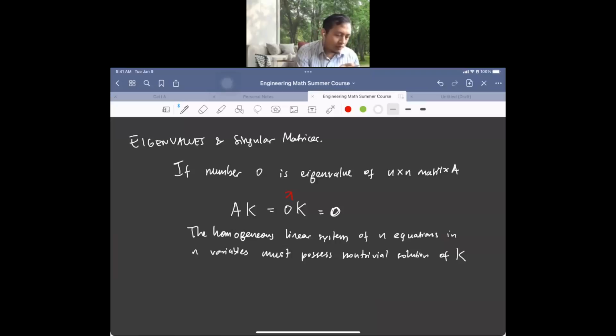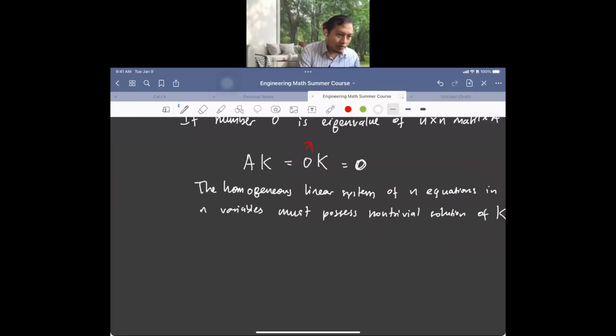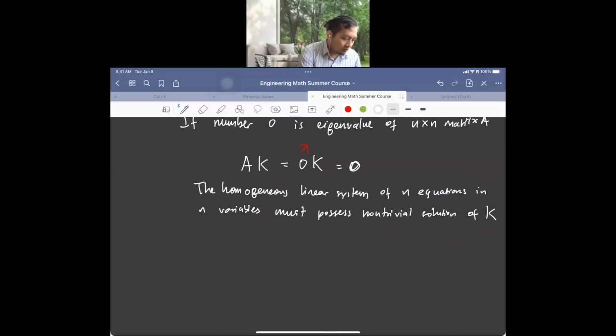So from this fact, from this definition, this tells us that there is something important about the matrix A. We say that when we have the homogeneous system of n equations in n variables, it will possess a non-trivial solution if the coefficient matrix is singular, right? The coefficient matrix A is singular.